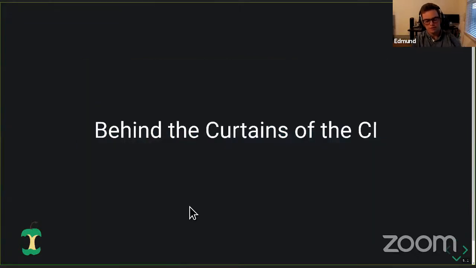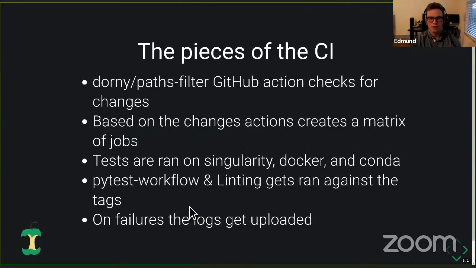Okay, so let's peek behind the curtains of the CI. There's a couple of pieces to it. Luckily GitHub Actions has a beautiful way of working together, and we can reuse other people's code and actions that they've created. So we're using the dorny paths-filter action, and that checks just for the changes that have happened in the PR and in the pushes. That allows us to only test things that have changed in the code and not test everything every time something is pushed, because we're running a lot of workflows.